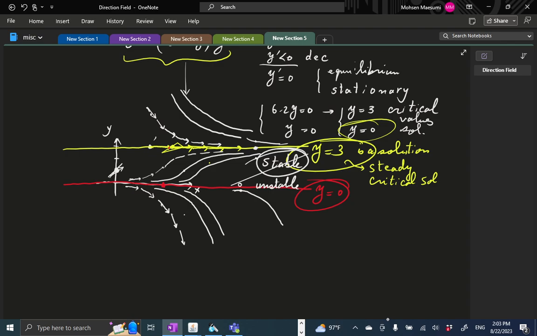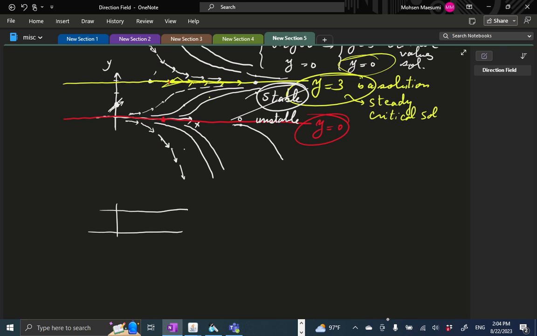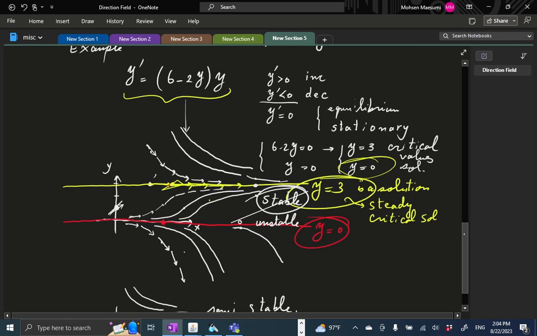Some rare cases, we have a mixture of stable and unstable. You might see it every now and then, that you might have a line, and perhaps on one side of it you come close to it, and on the other side you run away from it. You're going to see it in some of the problems. So that's called semi-stable. Semi-stable, we are going to see later on where it comes up.